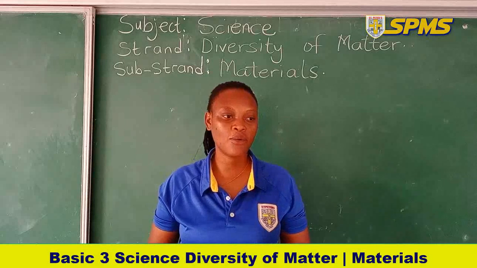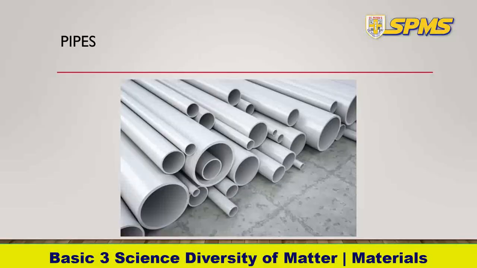Our next example is the pipe. So we can see pipes on our screens. Pipes are made of plastics because they are waterproof and do not rust. These are the properties. Is that okay? It's due to the properties that make the material strong.